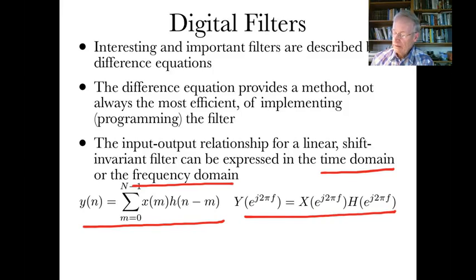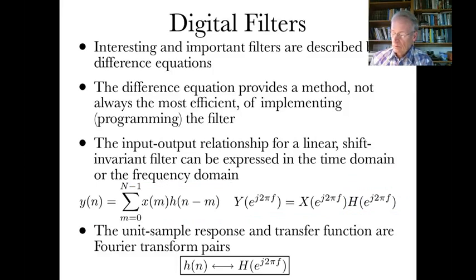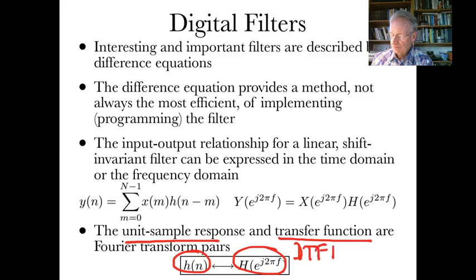Either way, I find using the transfer function is more useful when you're trying to figure out what kind of filter it is, for example. But the new thing is that the unit sample response and that transfer function are Fourier transform pairs. So if you can find this, you can find the transfer function very easily. It's not hard at all. You just find it with the DTFT.